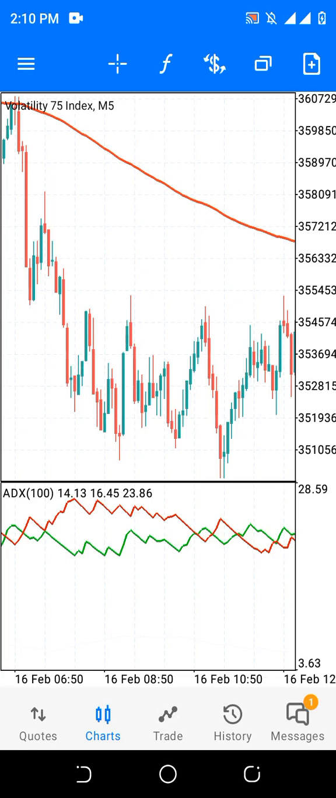Guys, this is the Volatility 75 Index scalping strategy. The time frame is 5 minutes. You need only two indicators: moving average and ADX. These are the only two indicators you need to scalp the Volatility 75 Index on the 5-minute time frame.